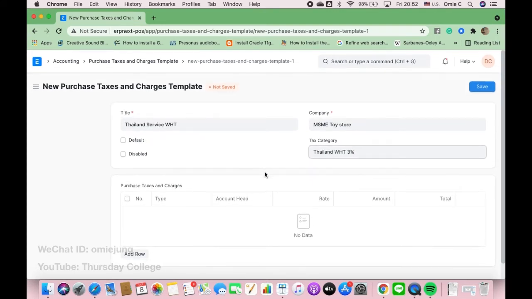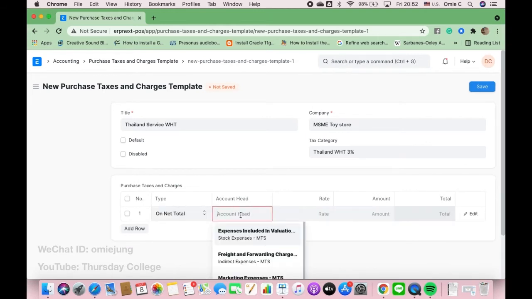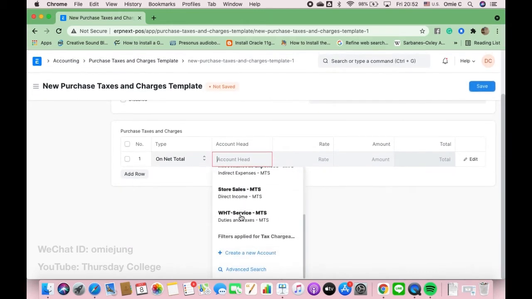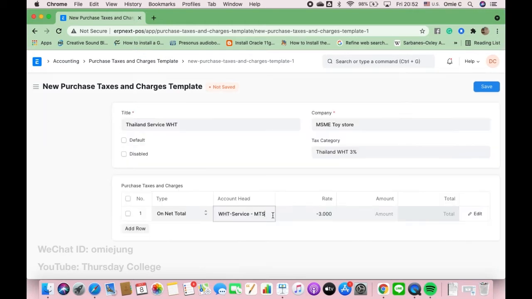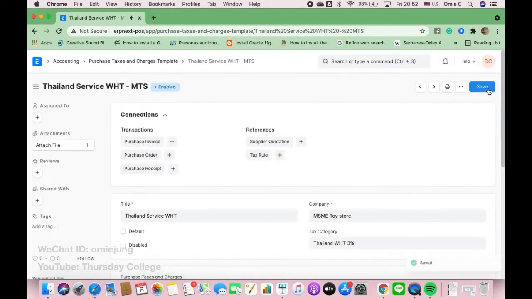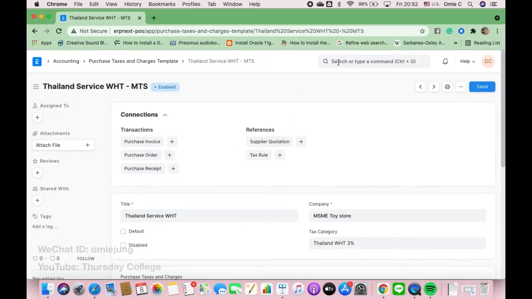Like I told you, the 3% is just for the name, but we put the tax in the account head of the one that we just did here, withholding tax services. This one must come from duties and taxes, and then it's minus 3%, and that's it. Right now we have the master data, one, two, three.